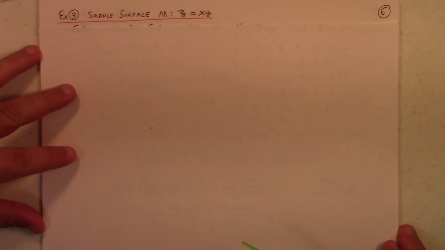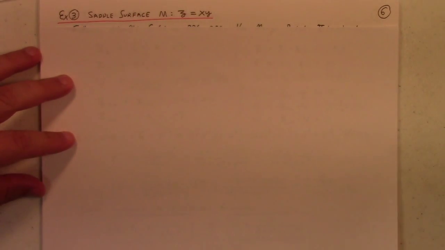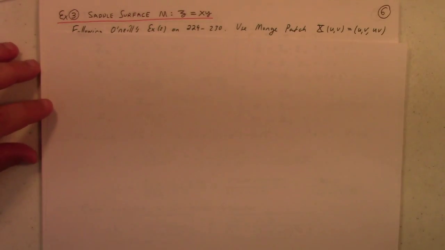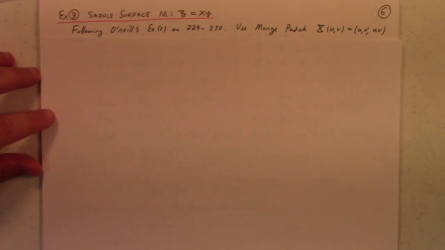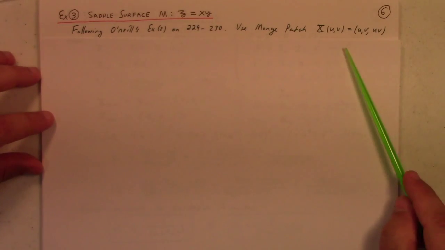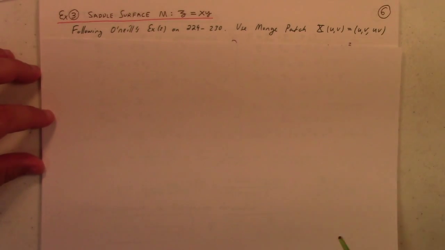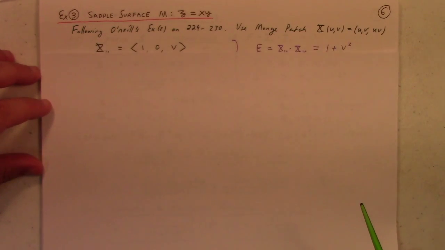Then the other example which O'Neill gives, and it's a lovely example, is the saddle surface. Really nice example, actually. It's complicated and yet simple. There's a lot to it here. So I'm following example 2, which is on pages 229 to 230 of O'Neill. The Monge patch, x(u,v) = (u, v, uv). So there's our standard thing.